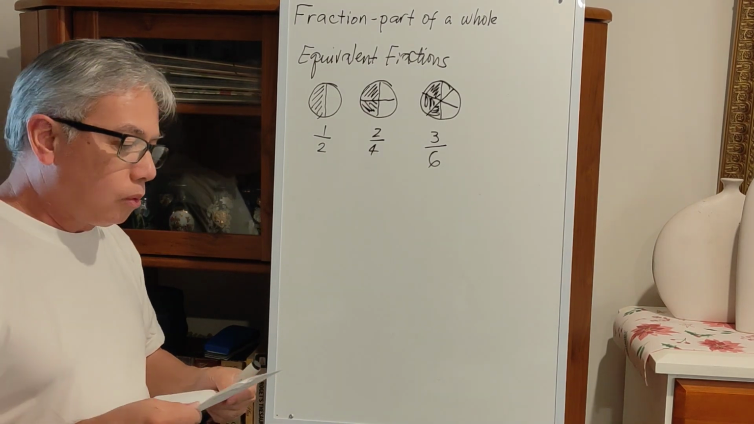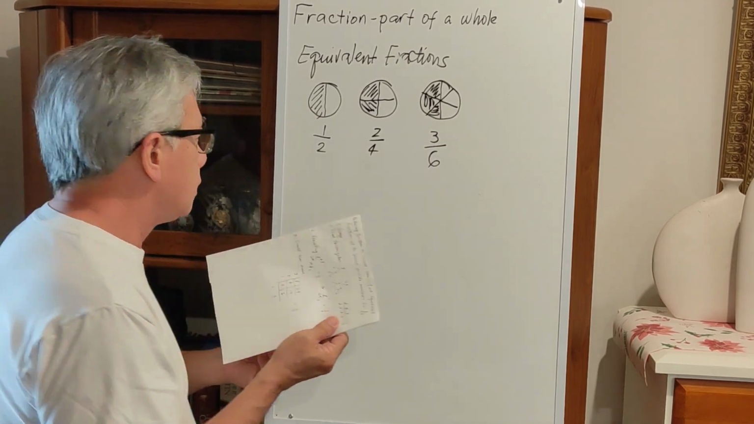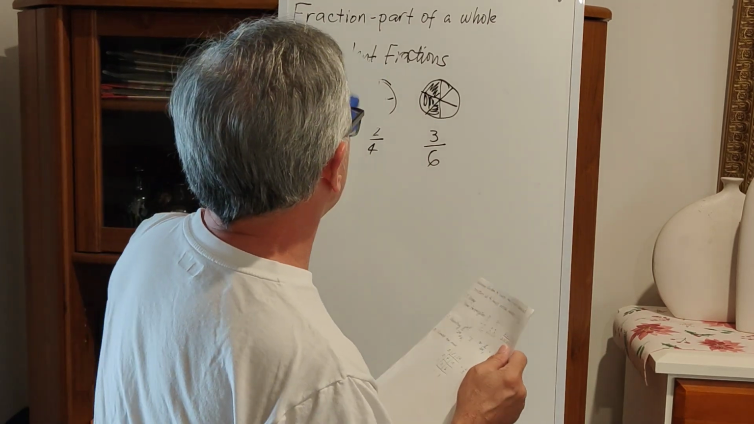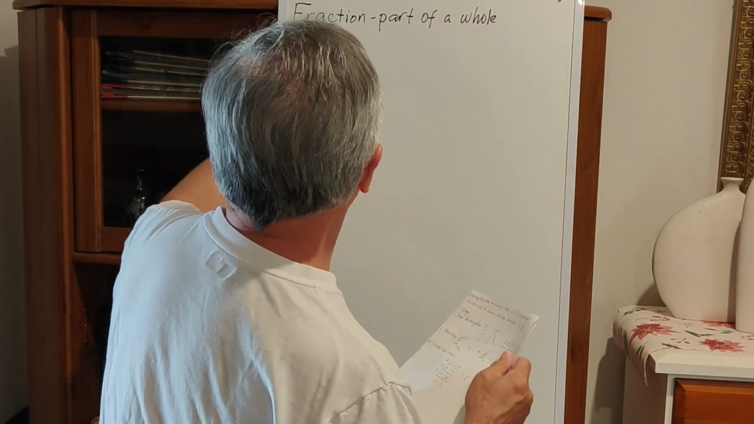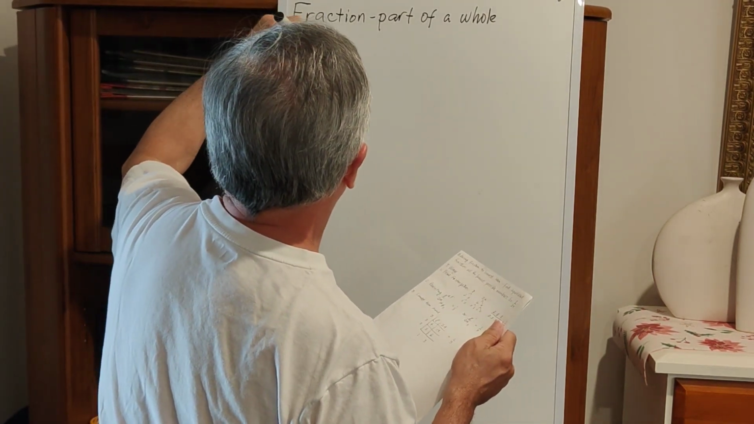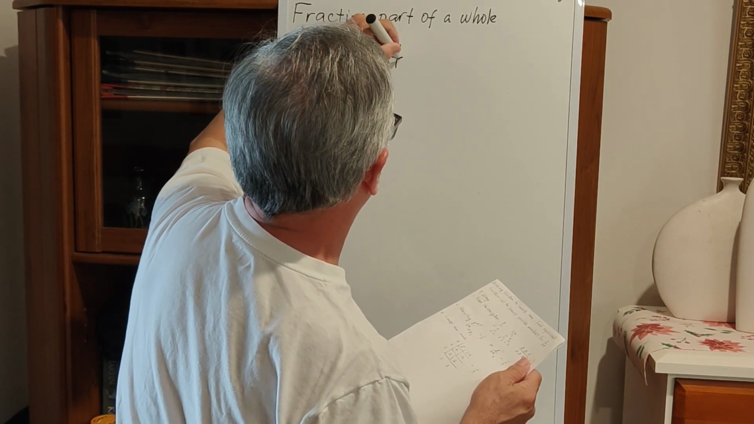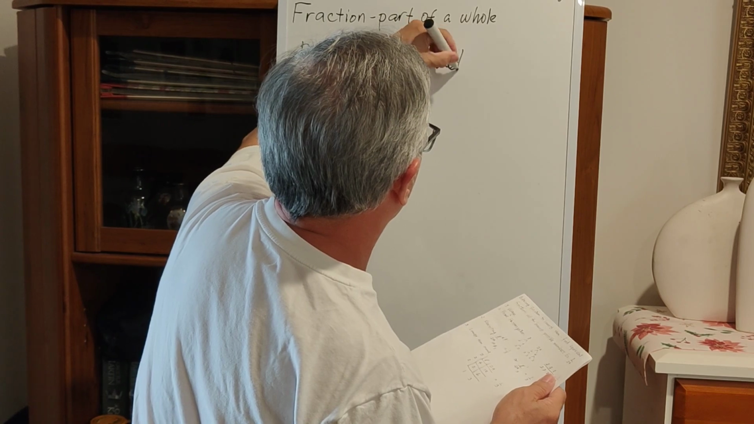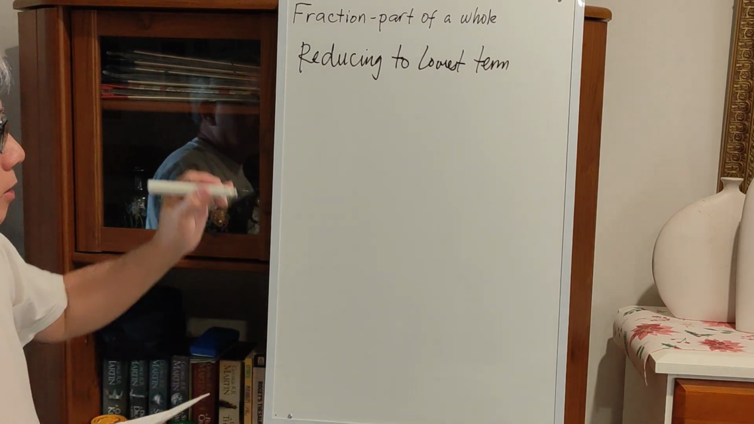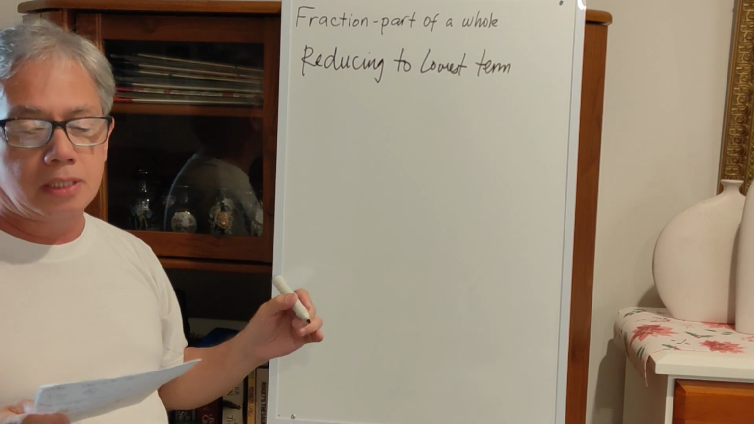We now go to reducing fraction to lowest term. Reducing fraction to lowest term. So, for example, reducing a fraction to its lowest term is to find an equivalent fraction with the lowest possible numbers.